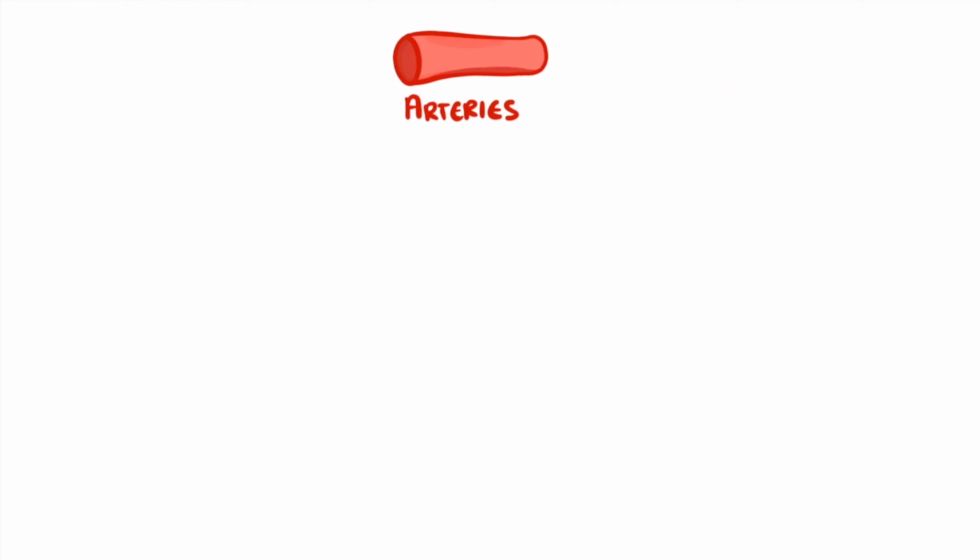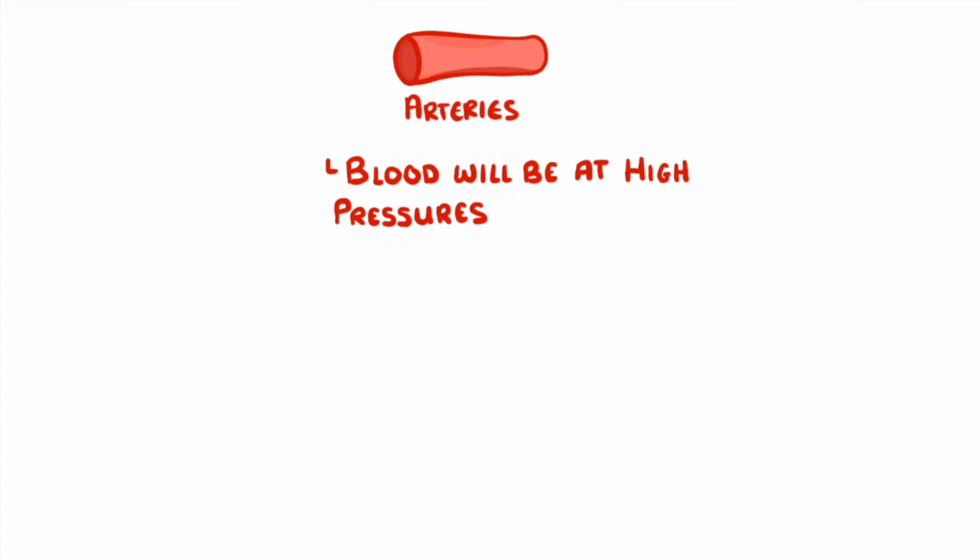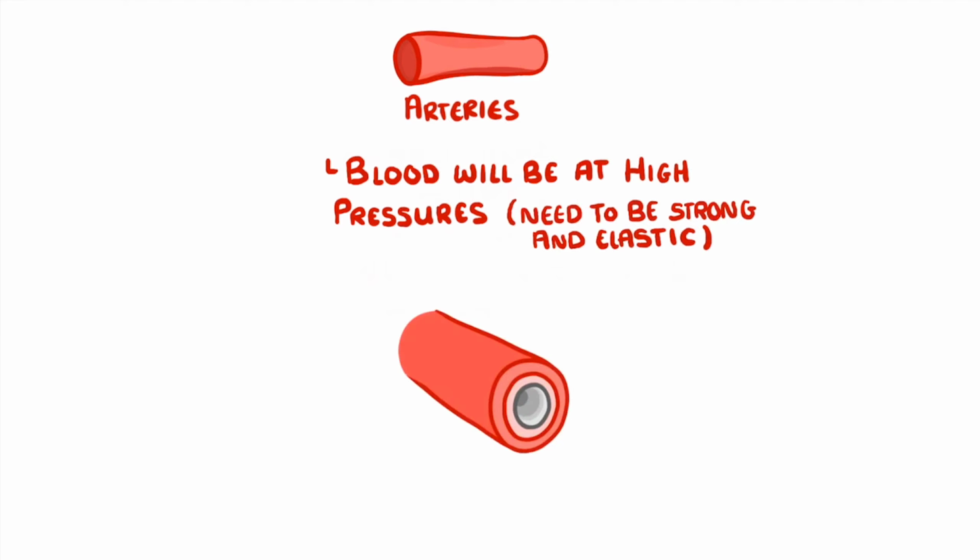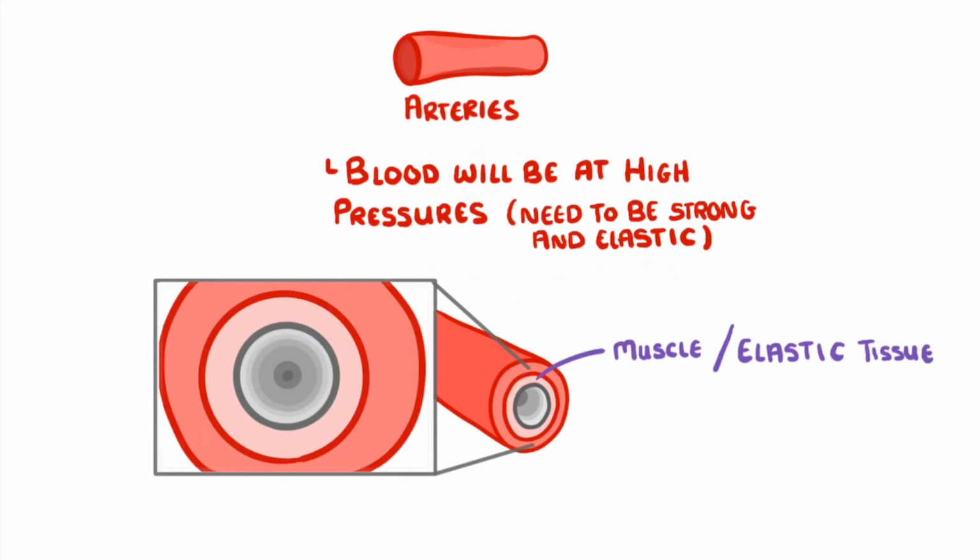As arteries carry blood directly from the heart, the blood inside them is going to be at really high pressures, because it's just been pumped out of the ventricles. In order to bear these high pressures, the arteries need to be both strong and elastic. And to achieve this, they have a thick layer of muscle tissue to keep them strong, and a thick layer of elastic tissue so that they can stretch and recoil. These 2 layers though mean that the wall of the artery is quite thick when compared to its lumen, which is what we call the hole or space in the middle of the vessel.